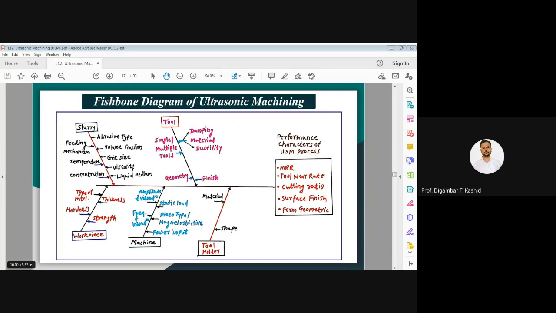And if you see the diagrams for abrasive jet machining, water jet machining, or abrasive water jet machining, as well as this ultrasonic machining, the process parameters are different. So you should know.